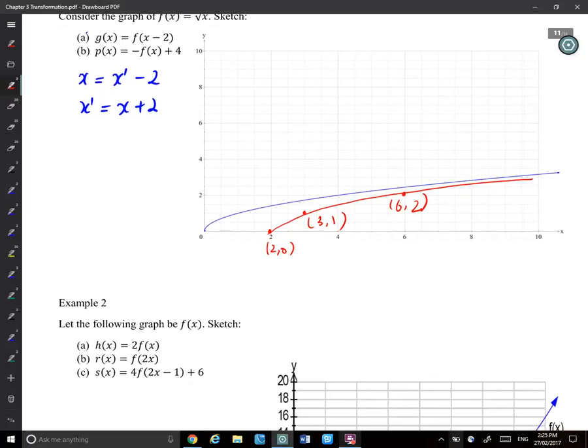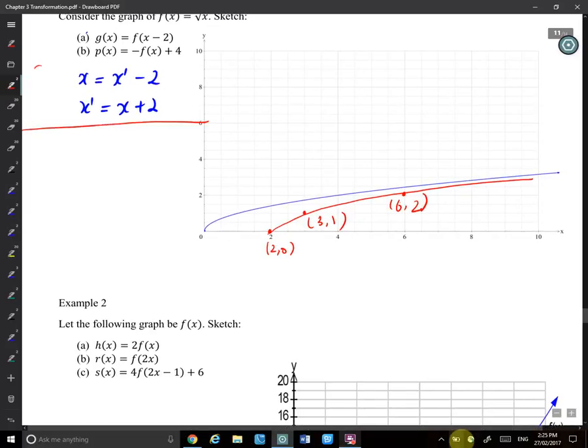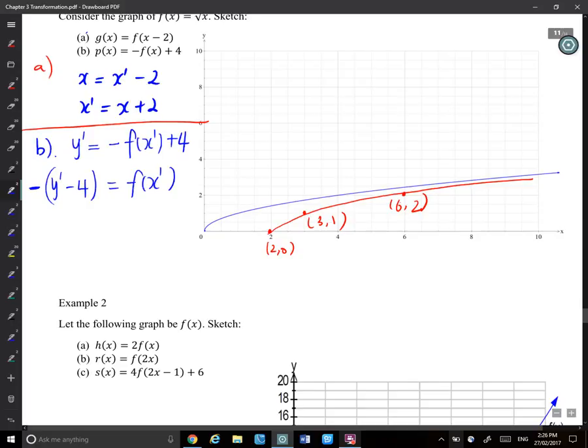Okay, the next thing is, let's say that's part A, and part B looks a little bit more complex. Let's make p(x) go to y dash, because that's a new function. Let's say that's minus f(x dash) plus 4. I move everything to the side: y dash subtract 4, and you negative that, and that equals f(x dash). So x won't change, x dash still equals x. But minus (y dash minus 4) will equal y. So y dash will equal minus y plus 4.